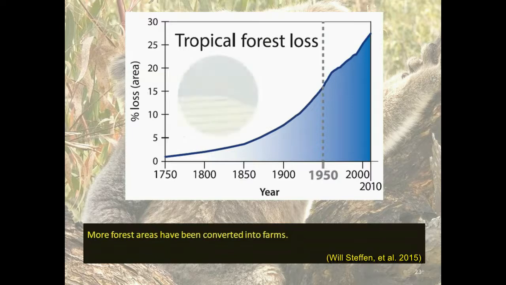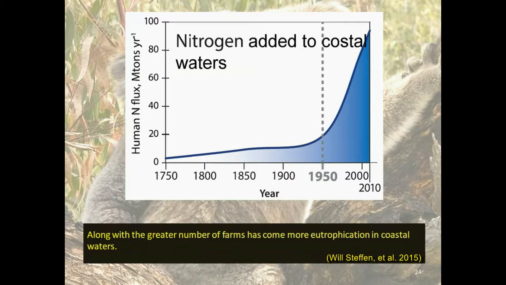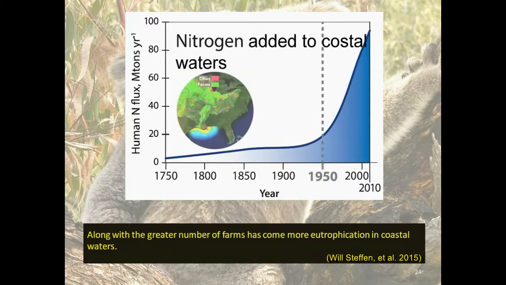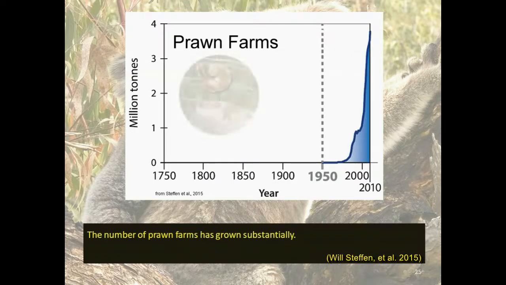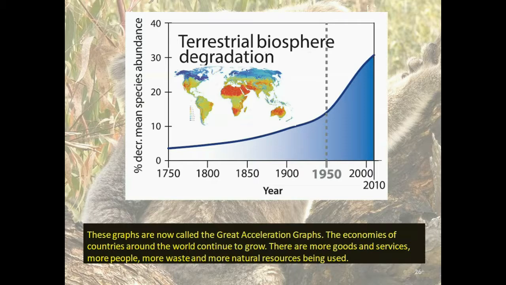More forest areas have been converted into farms. Along with a greater number of farms has come more eutrophication in coastal waters. The number of prawn farms has grown substantially. These graphs are now called the Great Acceleration graphs. The economies of countries around the world continue to grow. There are more goods and services, more people, more waste, and more natural resources being used.